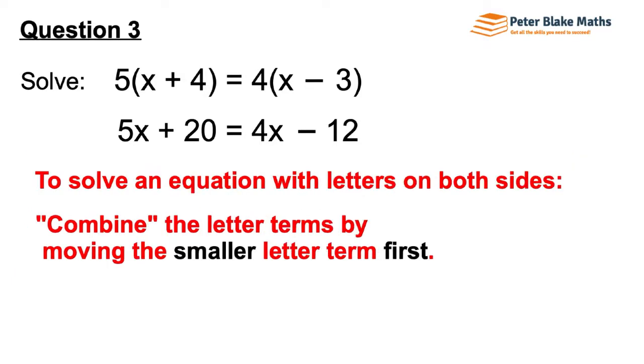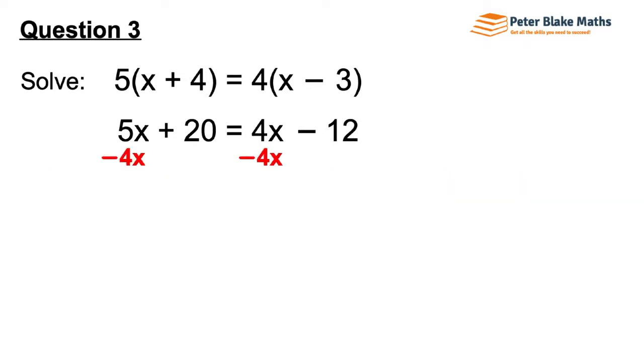This expression has letters on both sides, so we'll look to combine the letter terms by moving the smaller letter term first. In this case, the smaller letter term is 4x. So we consider that 4x to be a positive 4x on the right hand side. So to move that, we'll subtract 4x on both sides.